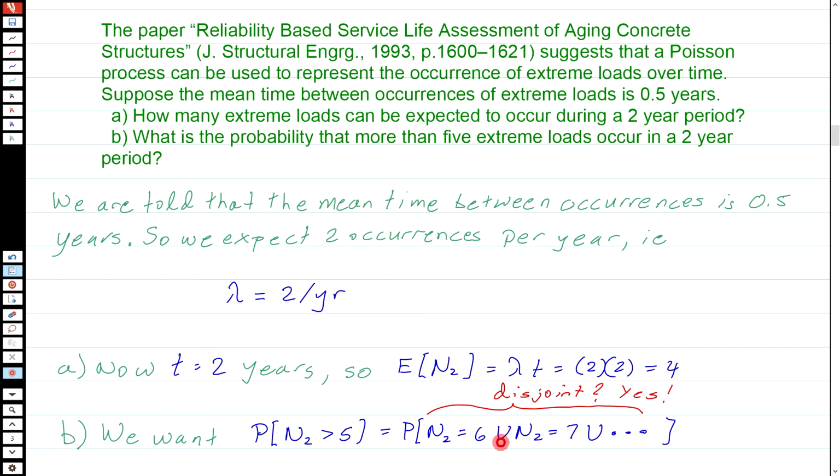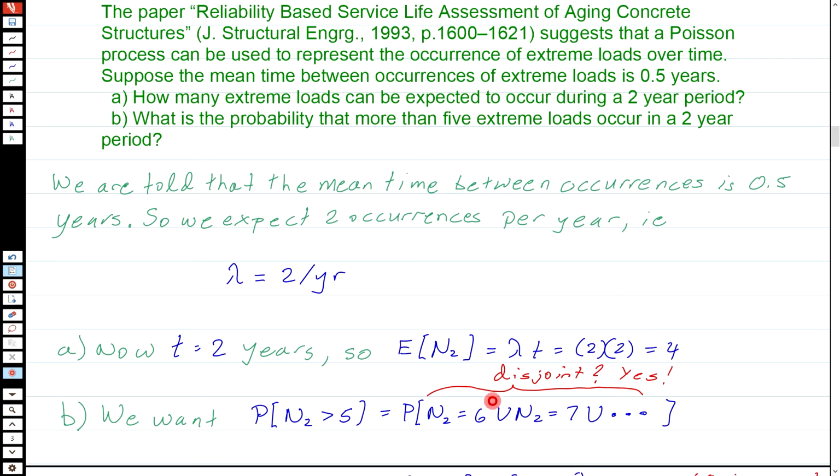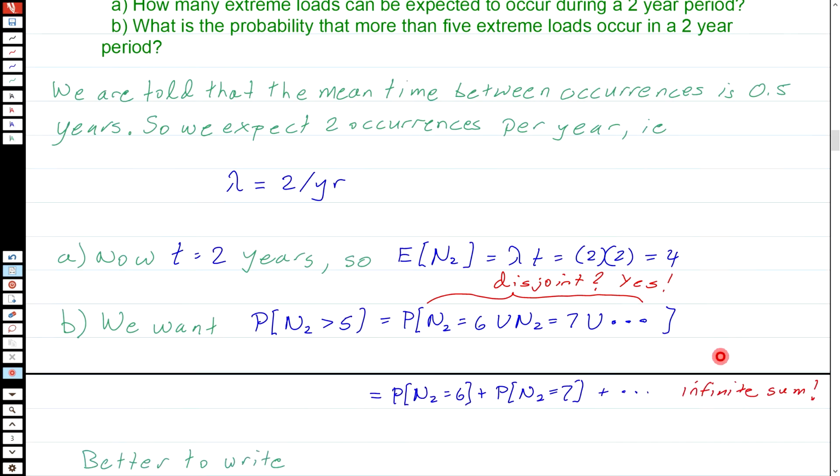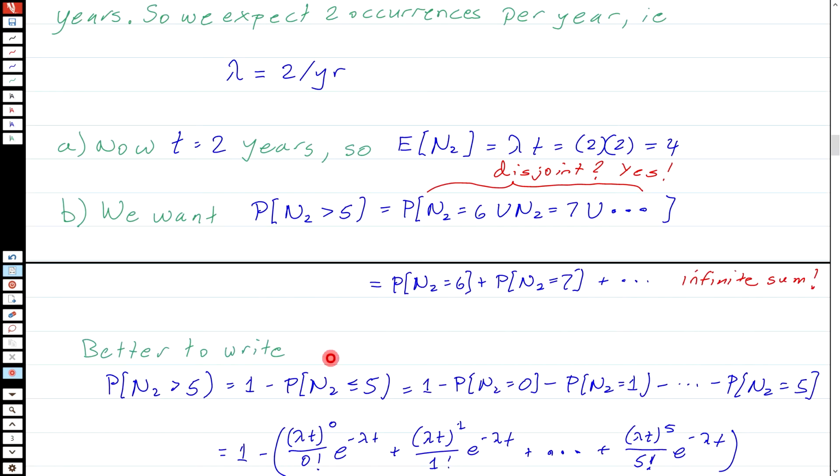The first thing we want to ask at least is, are these events disjoint? Clearly if n2 is 6, it cannot also be equal to 7, so these are disjoint. So no problem there. We can turn the unions into plus signs, but I don't want to be adding up forever. So a much better way of doing this is to write it as 1 minus. The probability that n2 is greater than 5 is 1 minus the probability that it's less than or equal to 5. And now at least I only have 6 terms. So 1 minus the probability that it's 0, minus the probability that it's 1, minus the probability that it's 2, up to minus the probability that it's 5.